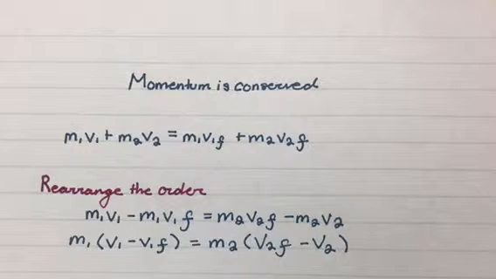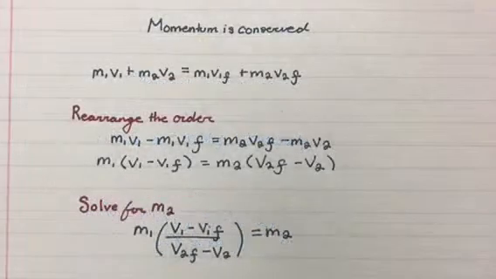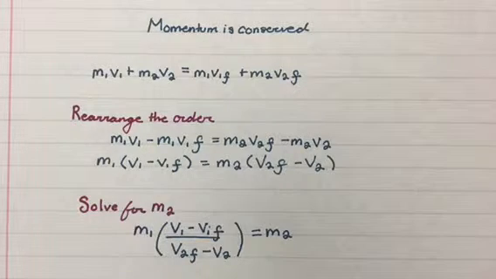To do that, we have to rearrange the equation so that the masses are on opposite sides. That way we can isolate m2 when the time comes. That leaves us with the equation: m1 times (v1 minus v1 final) is equal to m2 times (v2 final minus v2). Because we moved the masses to opposite sides, we can now solve for m2 by dividing both sides by (v2 final minus v2). This gives us the final equation: m2 equals m1 times (v1 minus v1 final) over (v2 final minus v2).